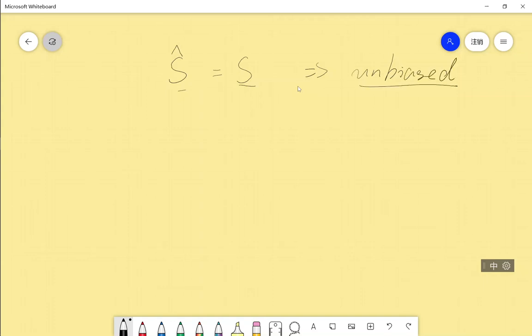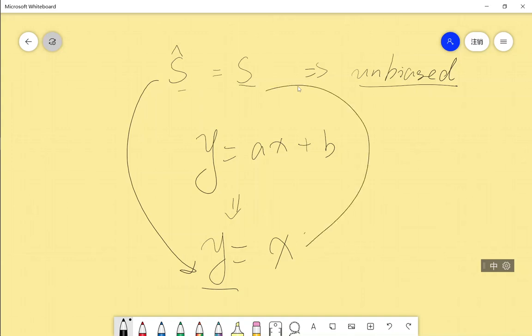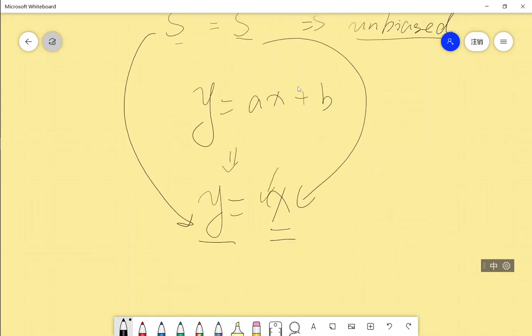So basically, if you are dealing with unbiased estimates, and you are dealing with y equals ax plus b, you need to make that equation equal to y equals x. Why? Because you use the predicted value and the actual value as the x and y, so we need to make them all the same. That is called an unbiased estimate. If you do have a coefficient and a certain intercept, it will be a biased estimate.